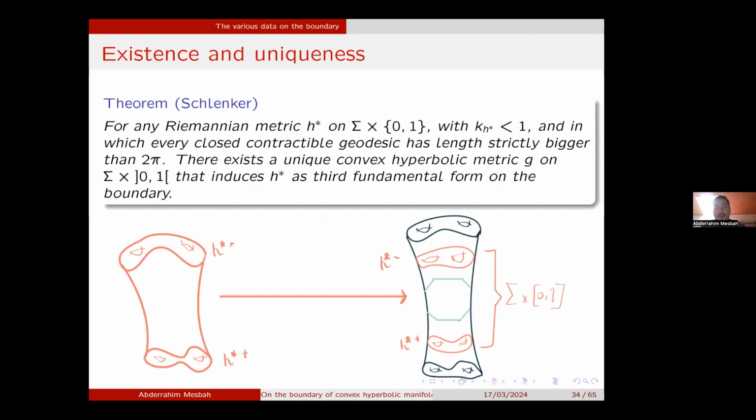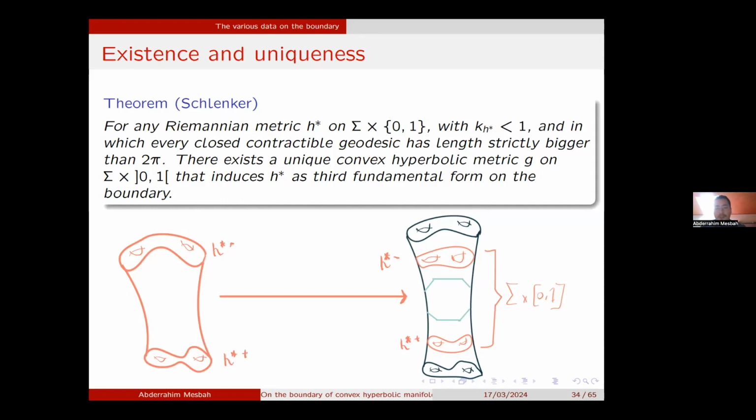And here we have a theorem by Schlenker saying that if I take any two metrics on sigma that satisfy the necessary condition that the curvature is smaller than 1, and another necessary condition saying that every closed contractible geodesic has length strictly bigger than 2 pi, well, this is technical, it will just come if you start doing things, don't worry about it, then we can find a unique convex hyperbolic metric on sigma times [0, 1] that induces H star minus as third fundamental form on the upper boundary, and H star plus as third fundamental form on the lower boundary.